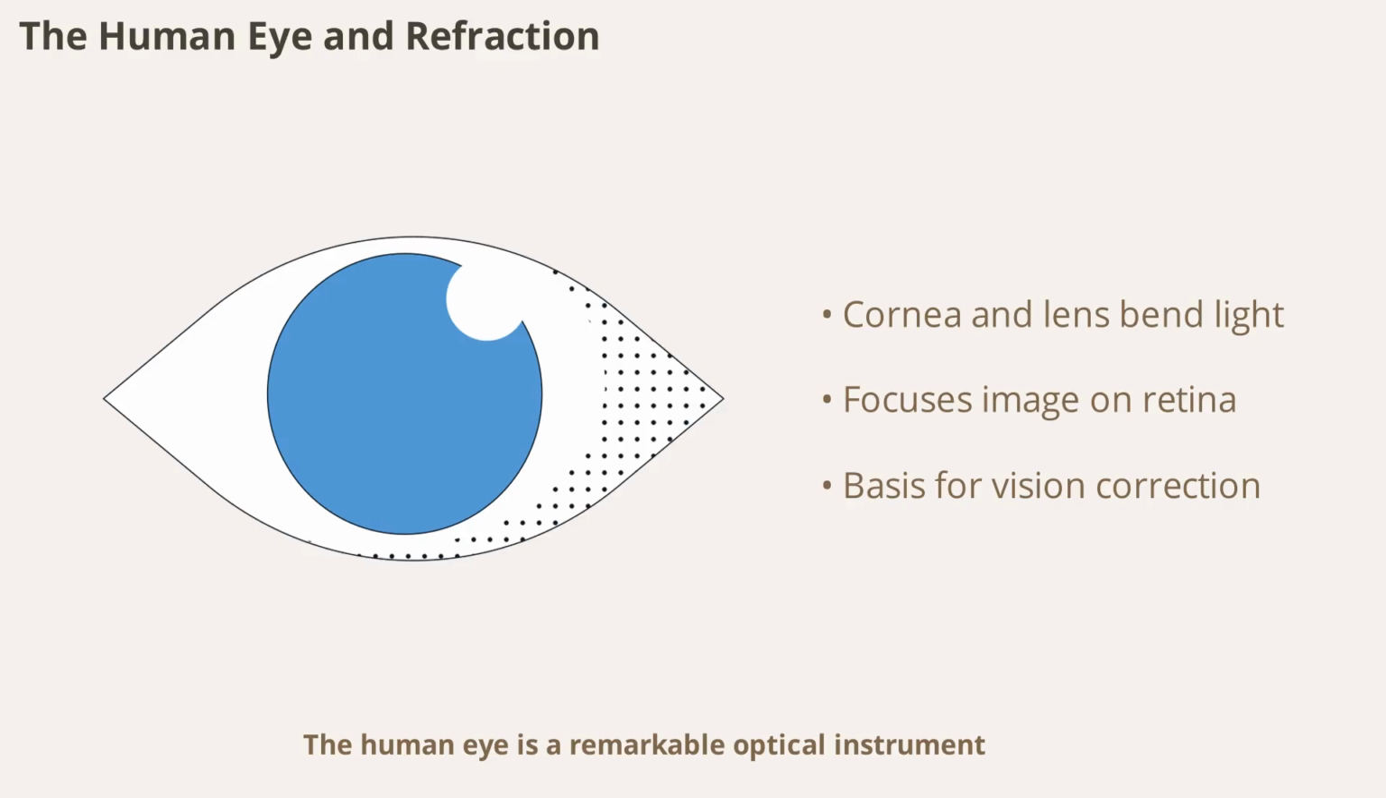The human eye is a remarkable optical instrument that uses refraction to focus light onto the retina. The cornea and lens of the eye bend incoming light rays so they converge at a single point, creating a sharp image. If the eye's lens or cornea doesn't bend light correctly, vision problems like nearsightedness or farsightedness can occur. This understanding forms the basis for vision correction using glasses or contact lenses.